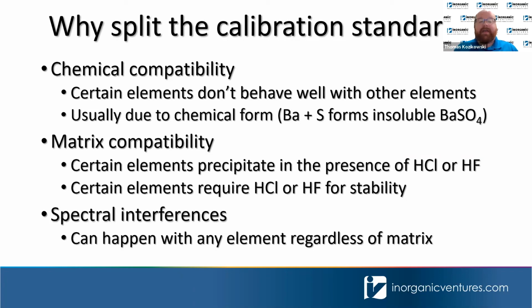So one, chemical compatibility, certain elements don't behave well with other elements. It's usually due to chemical form, but also matrix. So in the case of barium, if you add a sulfur that's in the form of a sulfate, you'll precipitate barium sulfate. It won't go back into solution. You'll have a clogged nebulizer and all kinds of other problems. Other elements have different kinds of chemical issues with others. So we want to keep those separate.